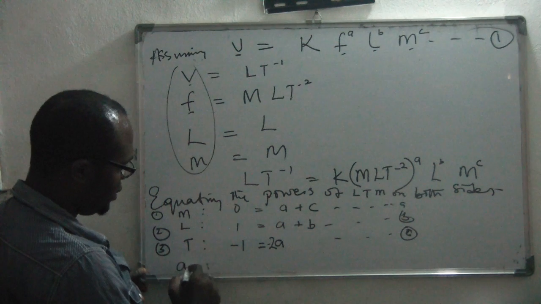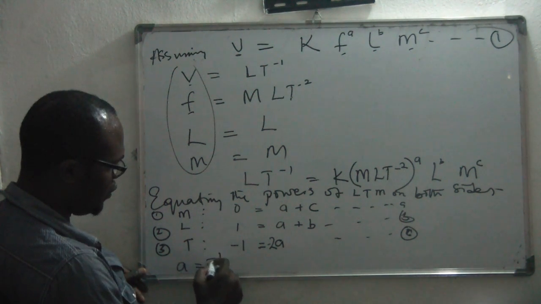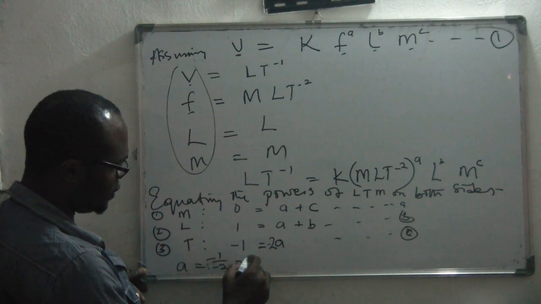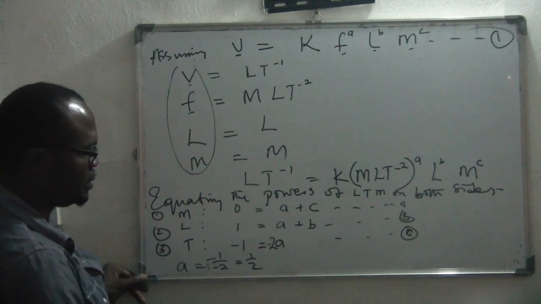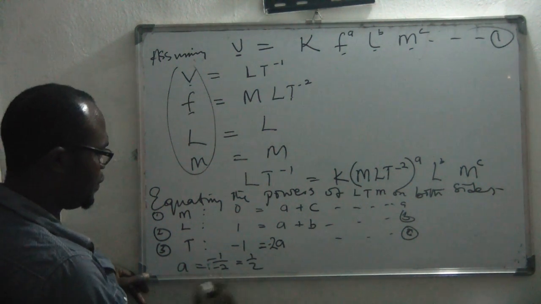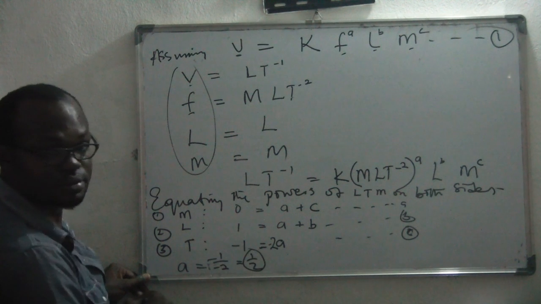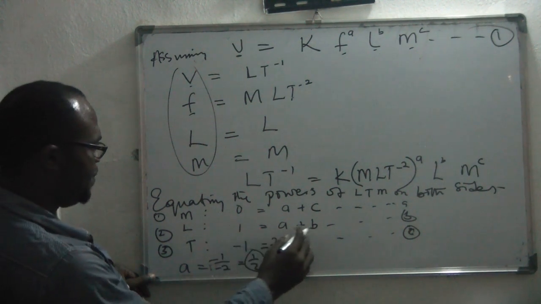A is now equal to minus 1 over minus 2, which is presented as 1 over 2. Is it not? Yes. A is 1 over 2. What is B?